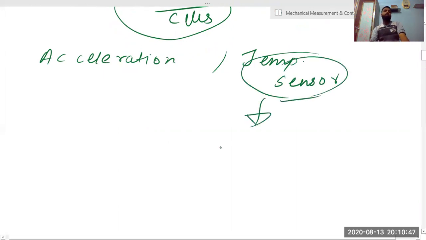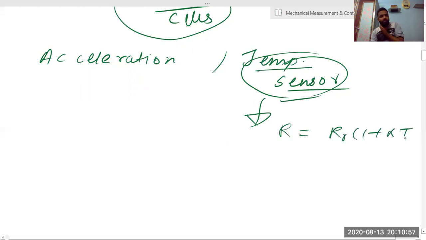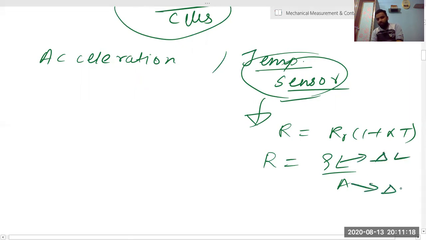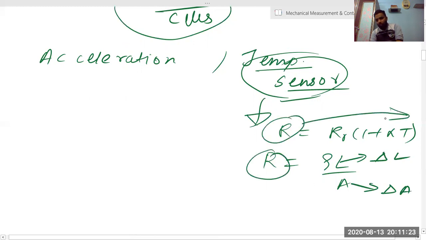Now I would like to explain how the temperature sensor incorporates the strain principle. I'll introduce one formula that we have studied earlier, that R is equal to R naught into 1 plus alpha t. And we also know that R is equal to rho L by A. We know all these formulas. So whenever there is some kind of dimensional change, L will change by an amount delta L, and A will change by an amount delta A. So automatically R will change, and since R is related to T, T will change.